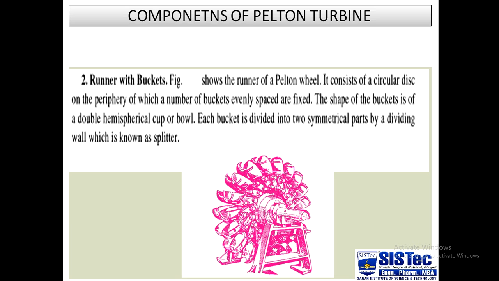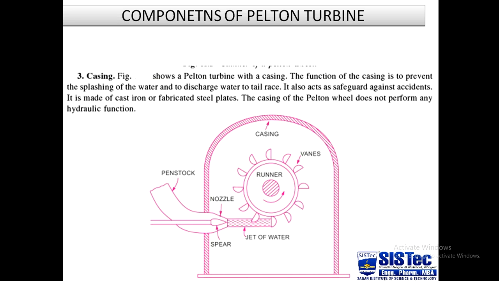When water strikes these buckets, the buckets move, and due to this movement the shaft also runs. The shape of the bucket is kept double hemispherical so that the splitting of water can take place easily. Each bucket is divided into two symmetrical parts by a dividing wall, which is known as the splitter.